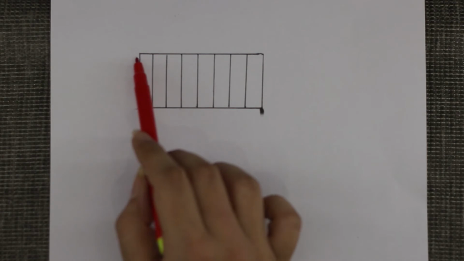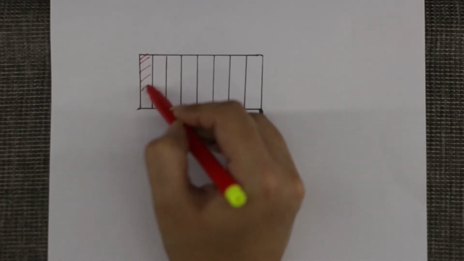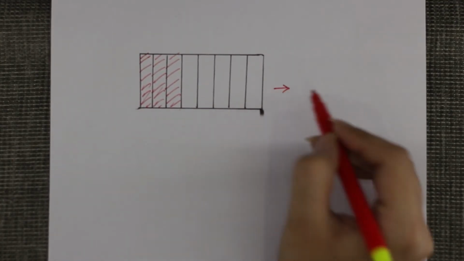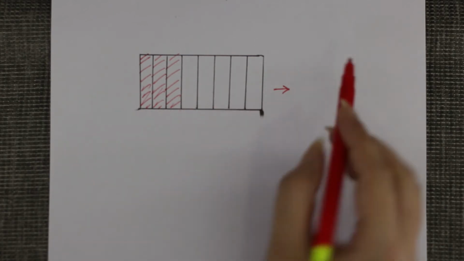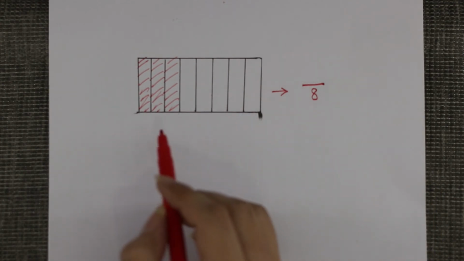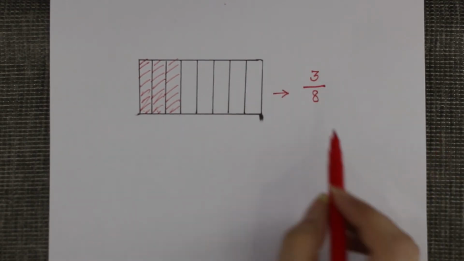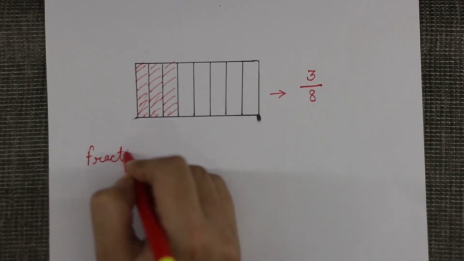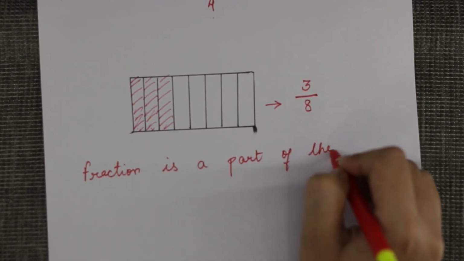If I see another example here where I have taken a rectangle and I have divided it into 8 equal parts, and I shade 3 of its parts. Now this can be represented in fraction as, first I'll count the number of parts, total parts, 1, 2, 3, 4, 5, 6, 7, 8. And then I count the number of parts which are shaded. That is 1, 2, 3. So I write 3 in the numerator. This becomes the fraction 3 by 8. So here we learn a new definition of fraction, which is: fraction is a part of the whole object.